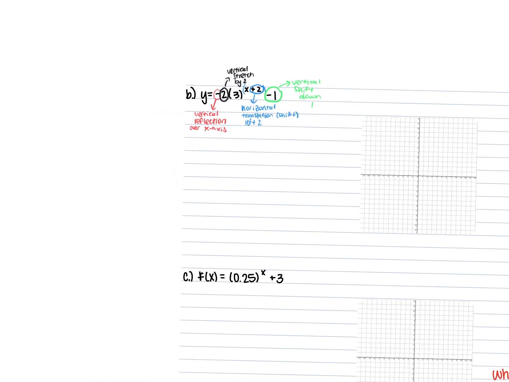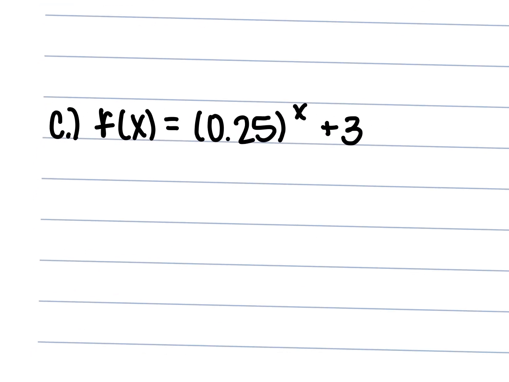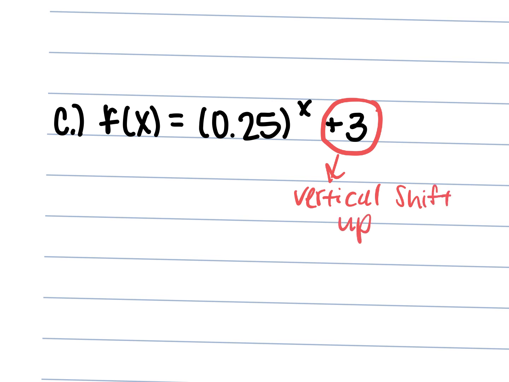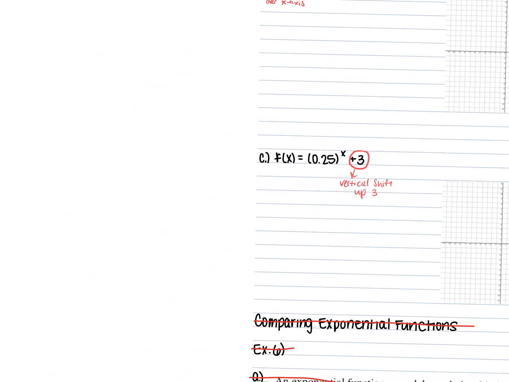And I believe the last example I want to do here is this one. There's actually only one transformation going on. It's this +3. It's a vertical shift up 3. That's it. Okay.